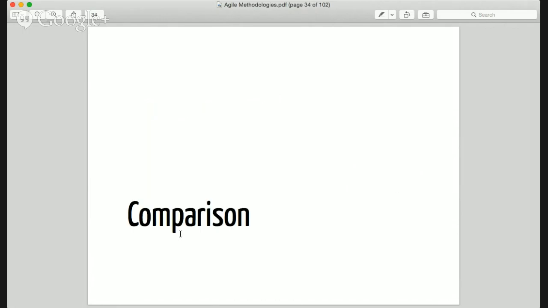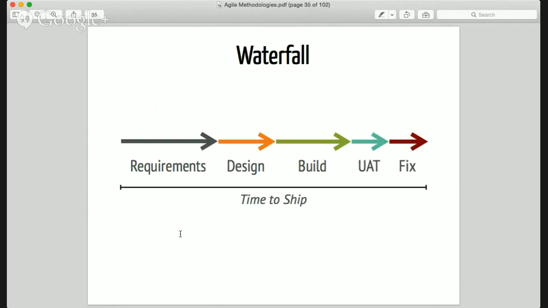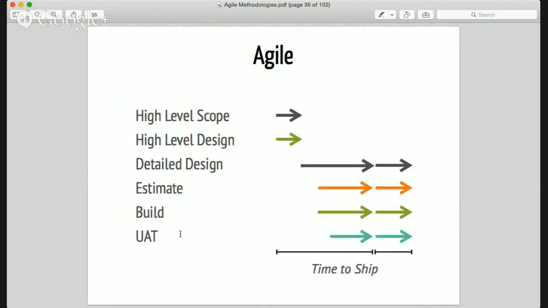Okay, some comparison. This is our waterfall model, right? And if we do Agile, it looks a little bit like this, okay? You can see some key differences between the two, all right? One is that we are not getting rid of design, okay? That's definitely there. We have to design.